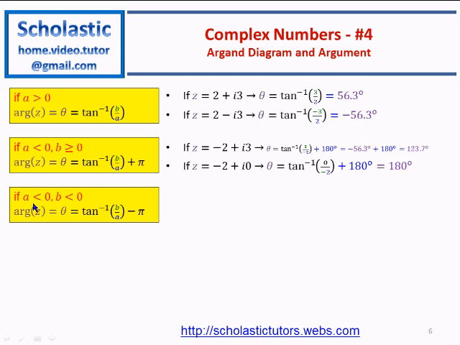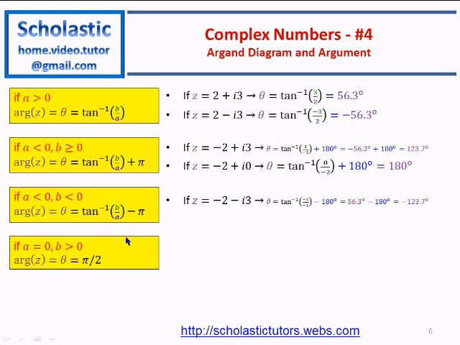Third case where a is negative and b is also negative, and the sign here is negative pi. So a complex number z equal to negative 2 minus i3. So b is negative, a is negative. The tan inverse b over a, both are negative, you get a positive number here. So it is 56.3 minus pi, in this case minus 180 degrees. The answer is minus 123.7 degrees.